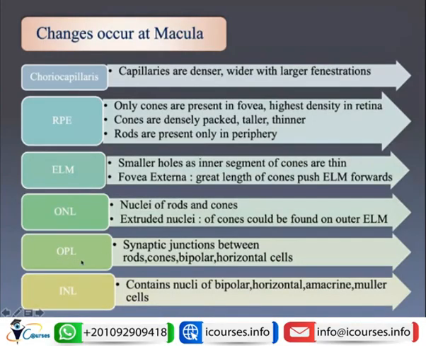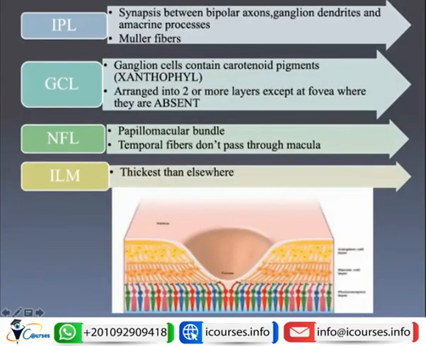The outer plexiform layer is formed by synaptic junctions between the rods and cones, bipolar and horizontal cells, while the inner nuclear layer contains the nuclei of bipolar, horizontal, amacrine, and Müller cells, as we said before. So there is nothing new here in the outer plexiform layer and the inner nuclear layer. The inner plexiform layer contains the synapses between the bipolar axons and ganglion dendrites.